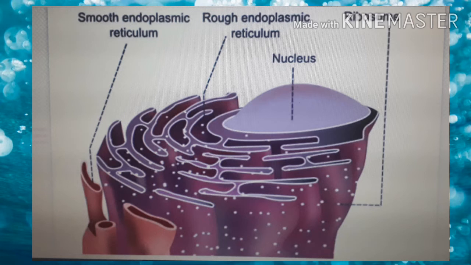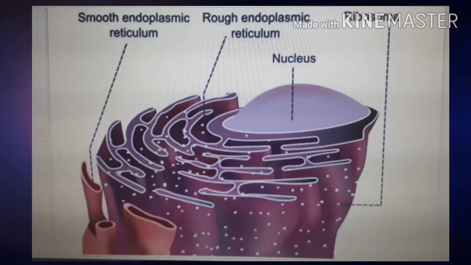The smooth endoplasmic reticulum plays a crucial role in detoxifying many poisonous drugs. Thus, one function of the endoplasmic reticulum is to serve as the channel for the transport of materials between various regions of the cytoplasm or between the cytoplasm and the nucleus.